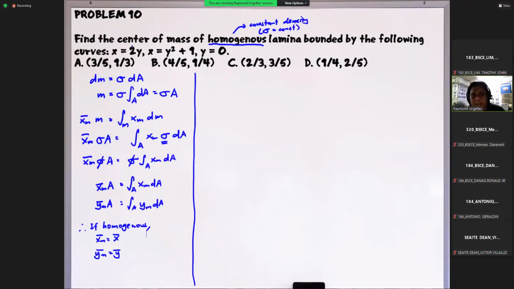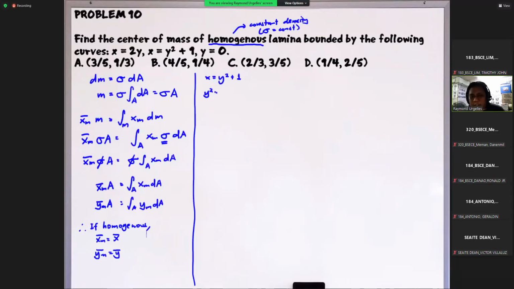Diba? And this is a parabola. This is a linear equation. So we can actually solve this without integration. So unahin natin using integration, then yung kasunod without using integration, no? Okay, so let's graph first. So let's start with the parabola. Okay, so we have x is equal to y squared plus 1, no?